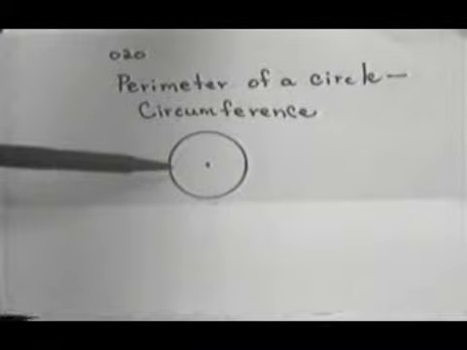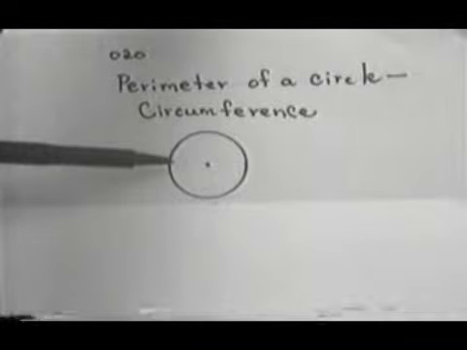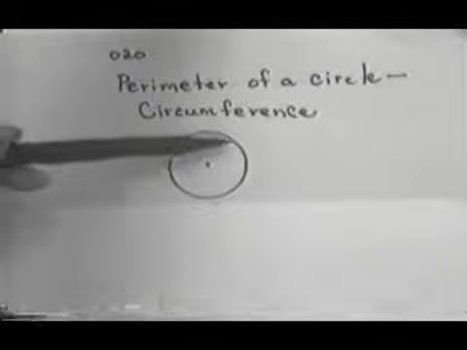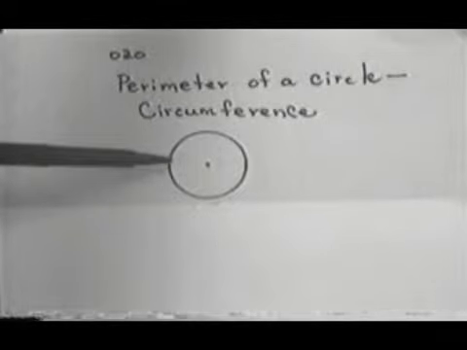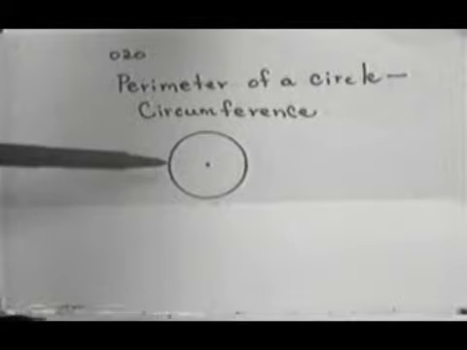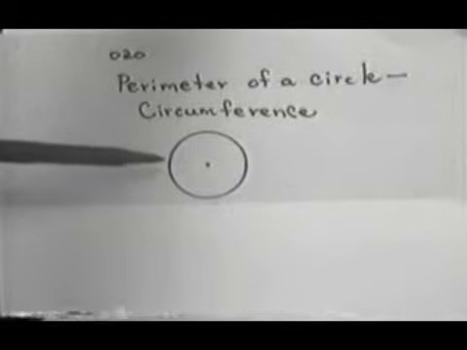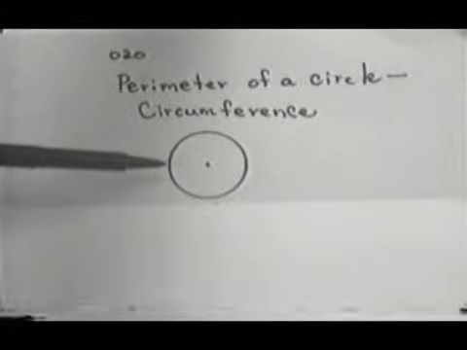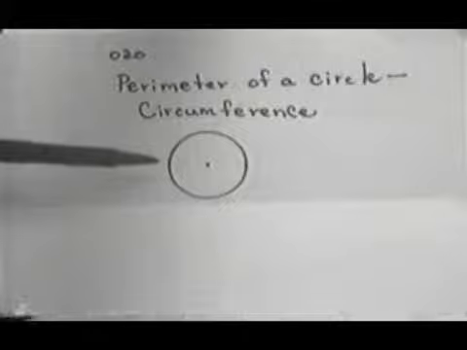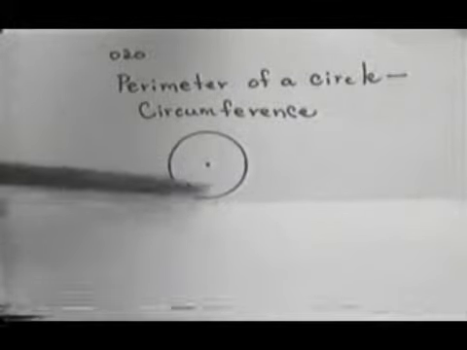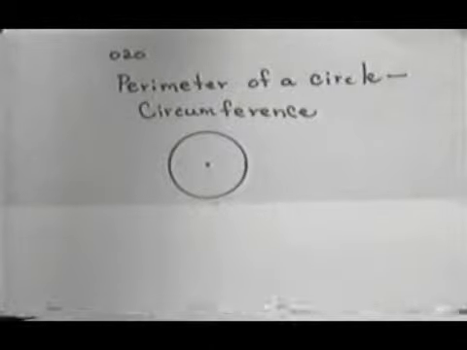One thing you could do is take a piece of string and wrap it around the circle, and then unwrap the piece of string, lay it out straight on a ruler and measure it. You could get the circumference that way. What we're doing is we're just going to use formulas today to find these things. So we're not going to actually find the circumference by hand. We're just going to use the formulas.